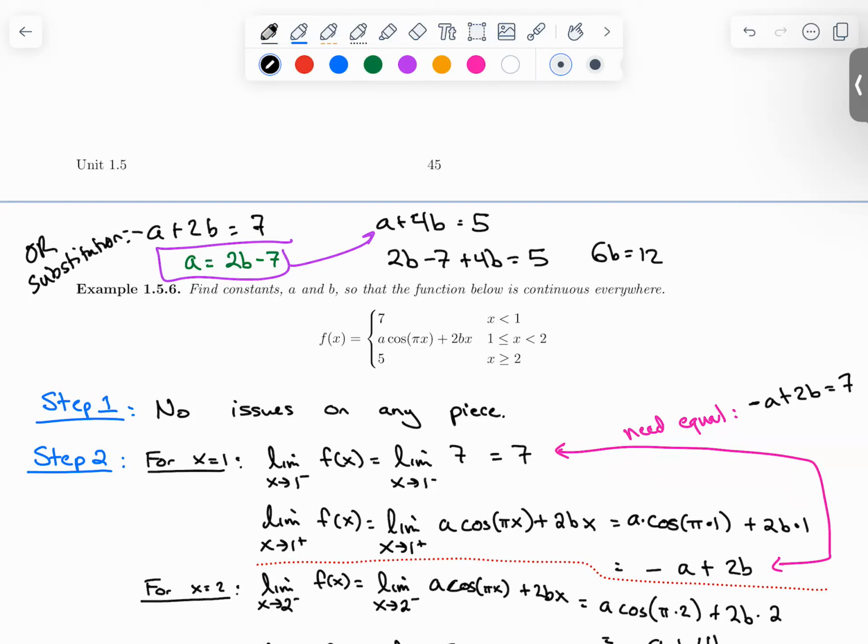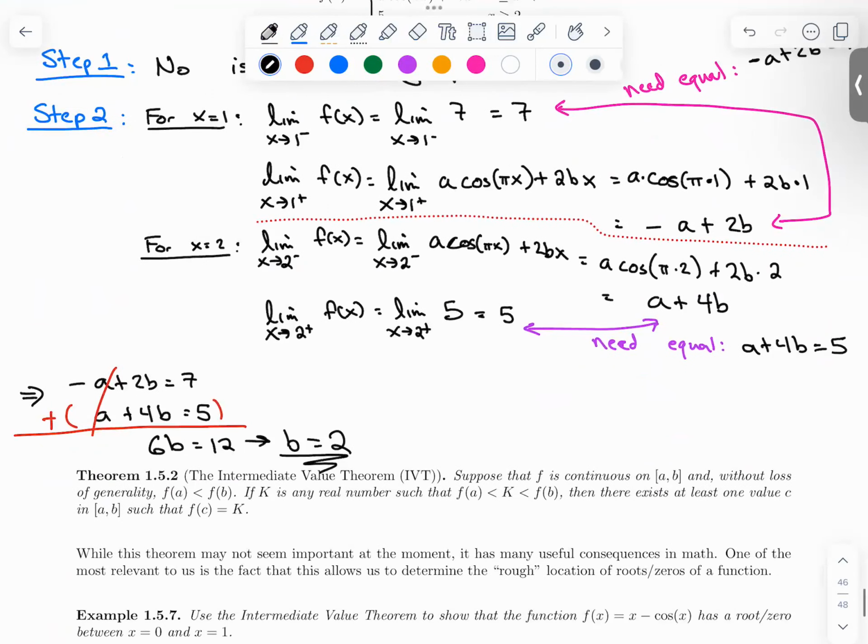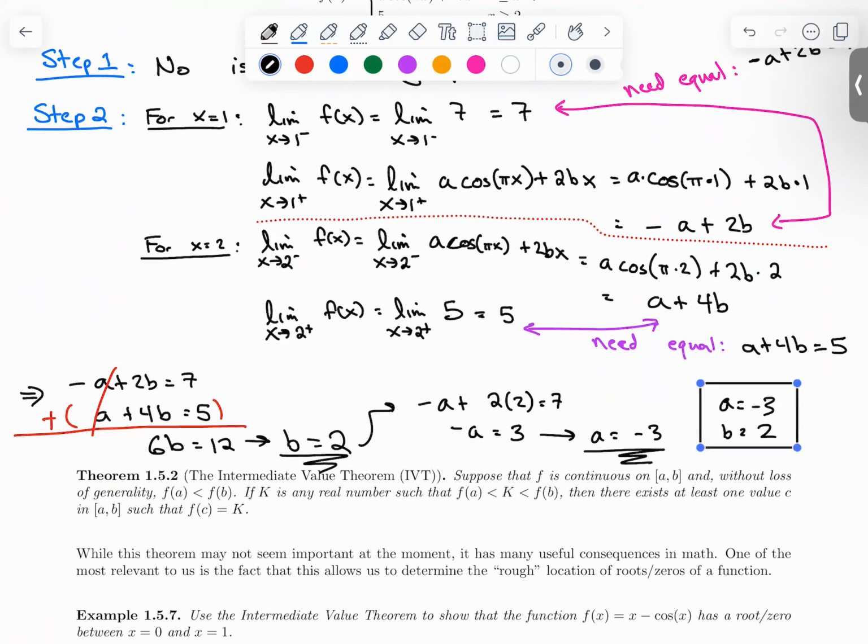Now that you have B being 2, you can use either equation to solve for A. I'm just going to use the first one just because, but it doesn't matter. So negative A plus 2 times 2 equals 7. That'll be negative A equals 3, which gives us A is equal to negative 3. So we can rewrite it if we want to. A is equal to negative 3 and B is equal to 2, but either way is fine with me. We've underlined our answers, so that would also be acceptable.